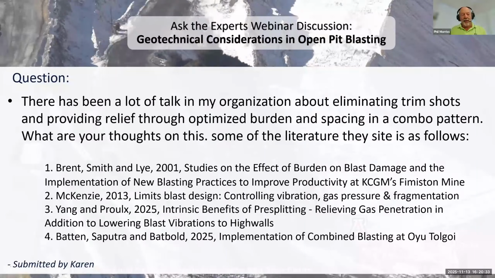I'm afraid the theory seems good, but I'm sitting on the side of saying we should still try and trim separate from production blasts and not do the combo blasting patterns, because I'm seeing a lot of evidence around the world that it's not working properly at the moment, and there's some more controls needed to make things work better.